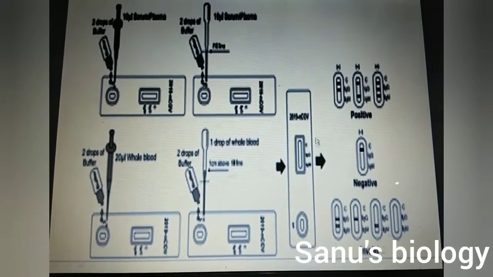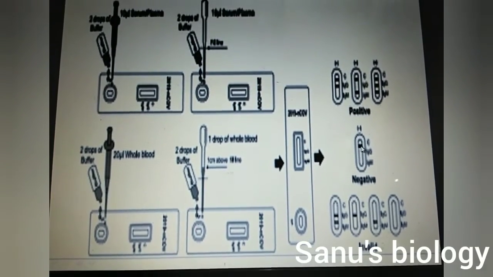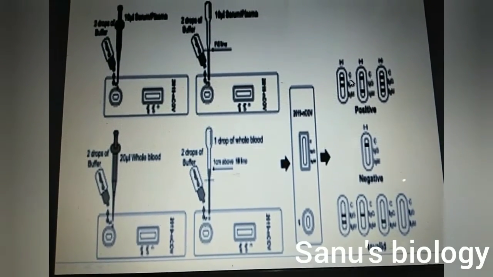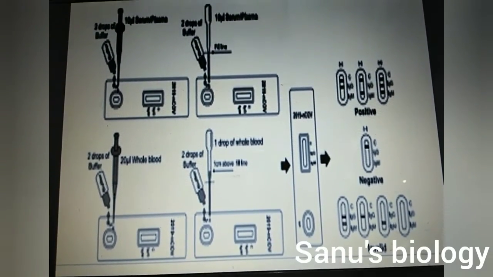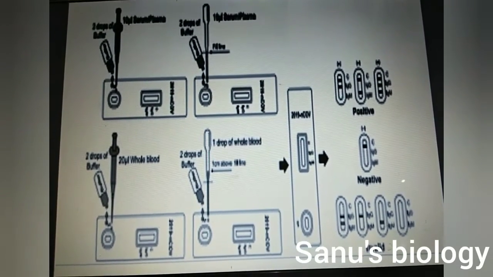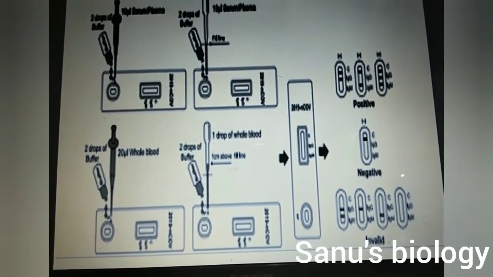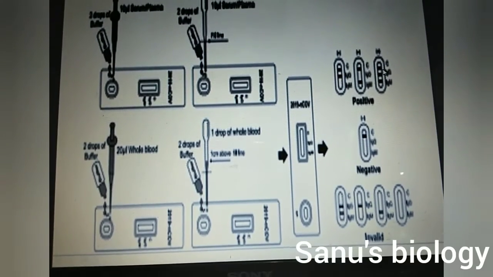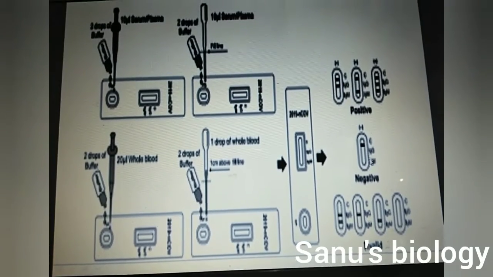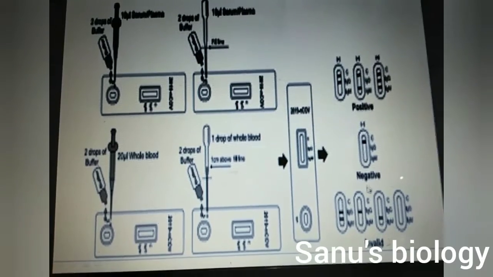For result prediction, if there is a line at C in the upper part, it shows that your test is going correctly, and this also indicates that your kit is working perfectly. And then there are IgG and IgM. If there is a line in IgG, IgM, or in both, it is positive. And if there is no line in both IgG and IgM, it shows negative.